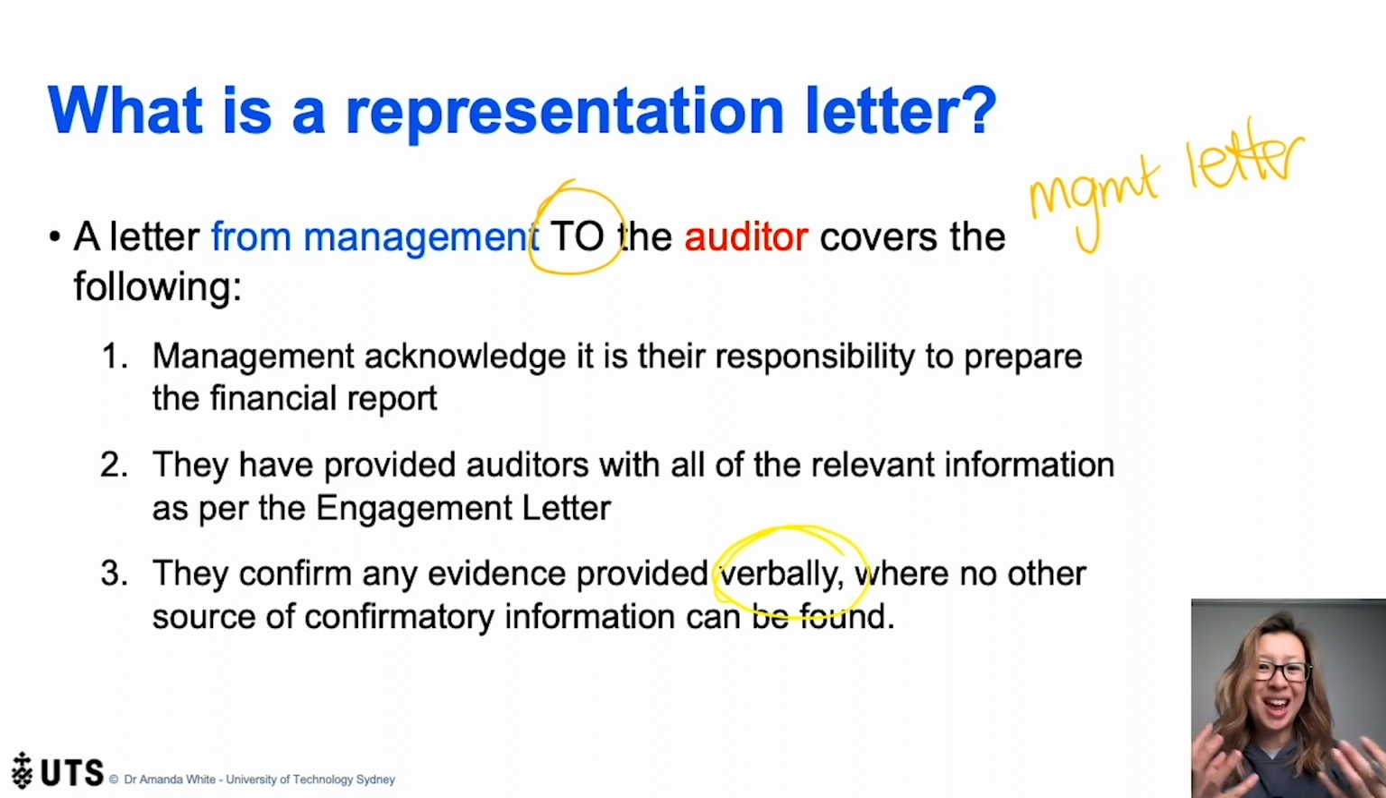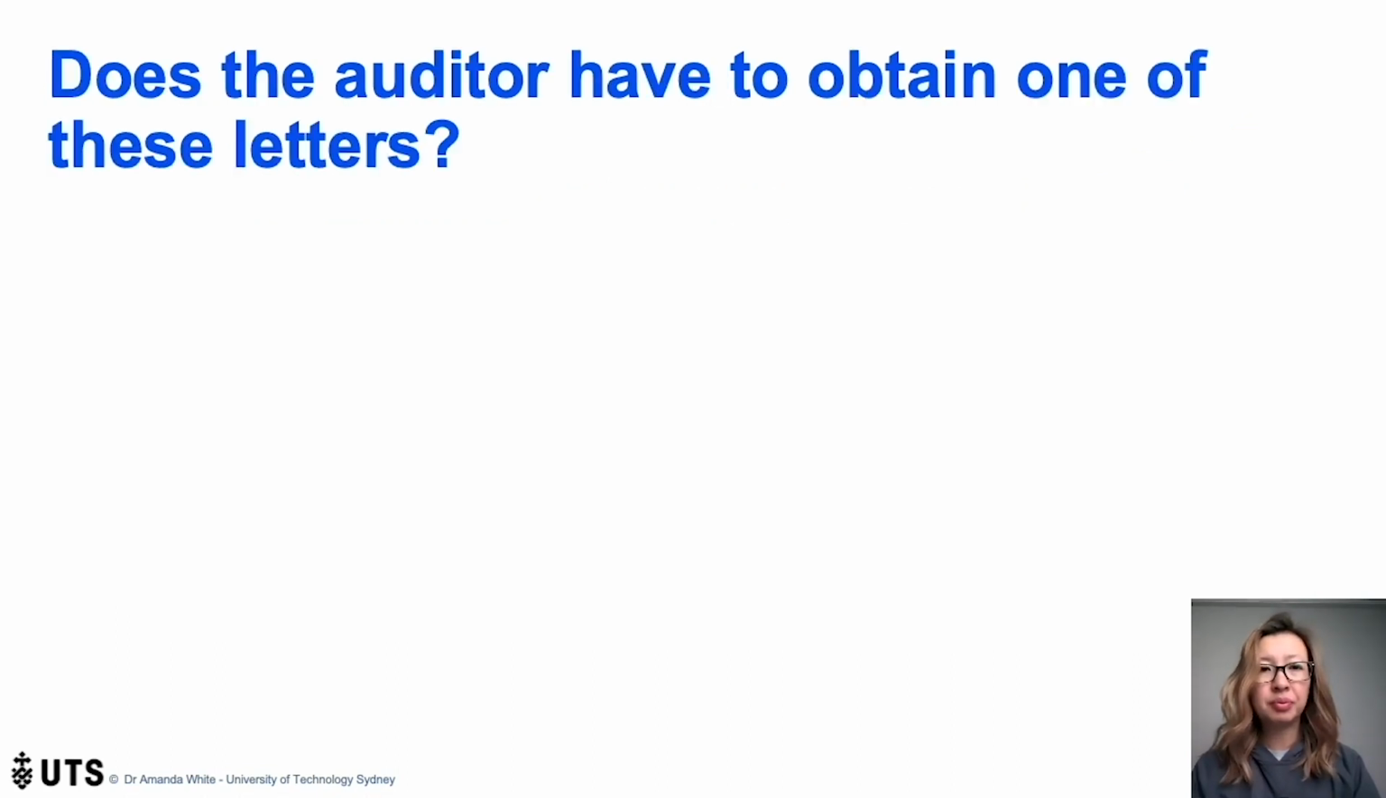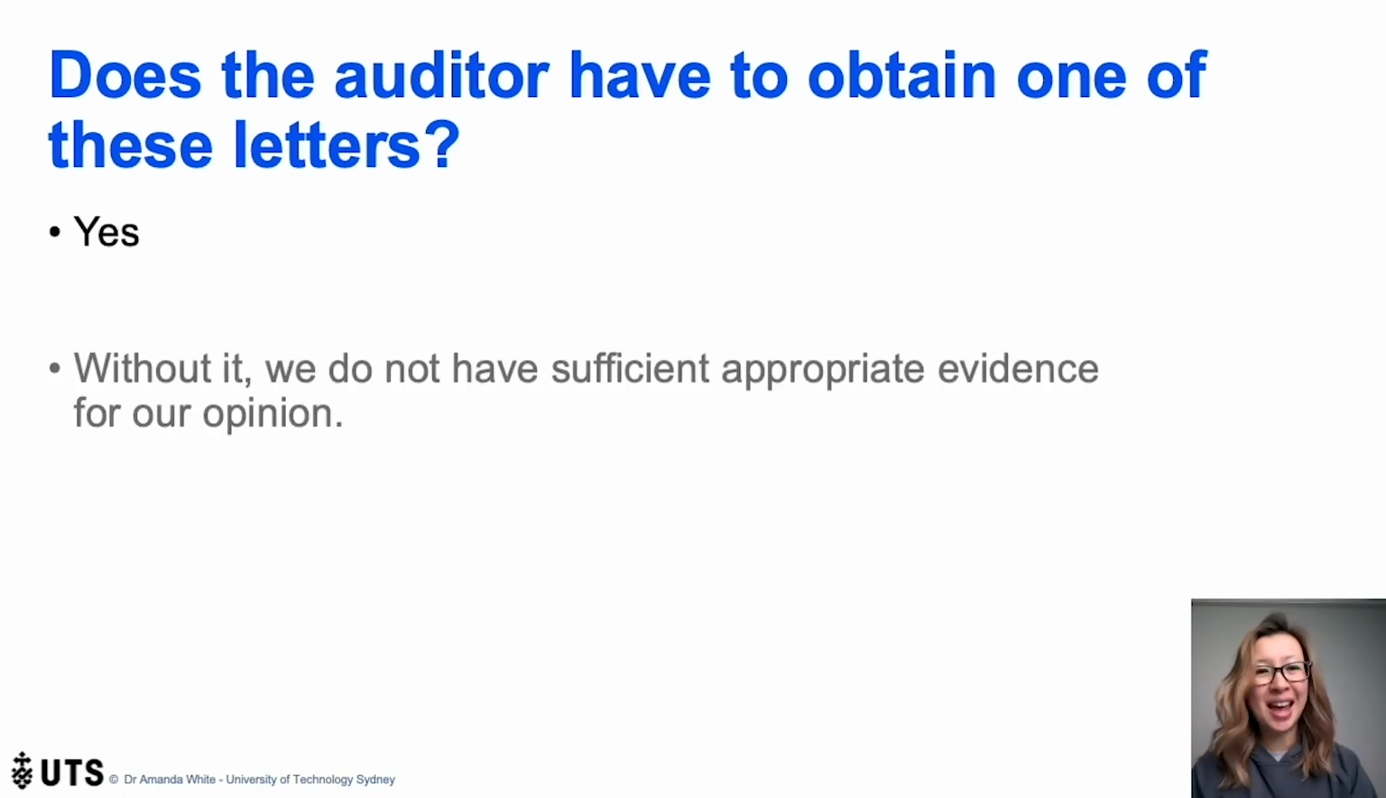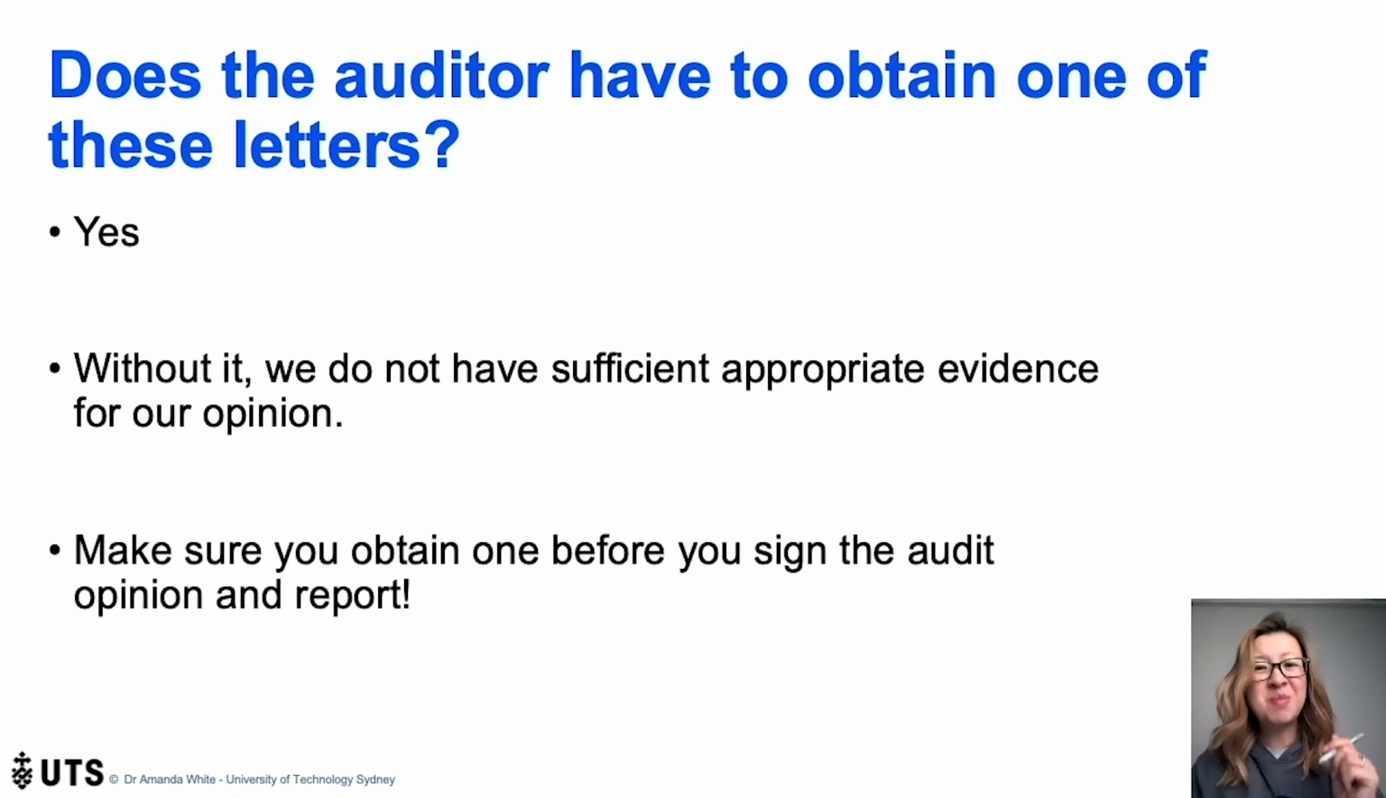So that gives us extra reliability of our evidence. So does the auditor have to obtain one of these letters? Absolutely yes. ASA 580 says we have to collect the letter, and without it, we don't have sufficient and appropriate evidence. That's going to modify our audit opinion, so make sure that you obtain one before you sign the audit. This is something that usually goes straight to the partner, unless maybe the partner has asked you to collect it from the management of the firm.